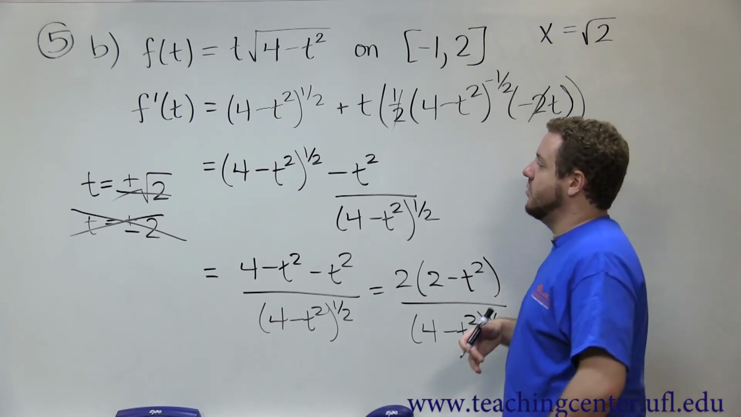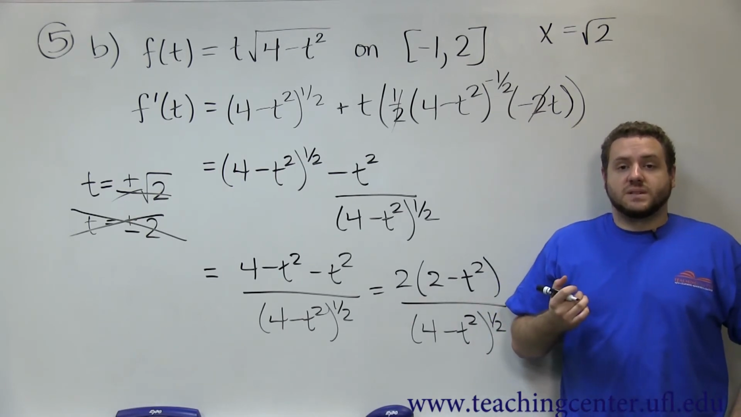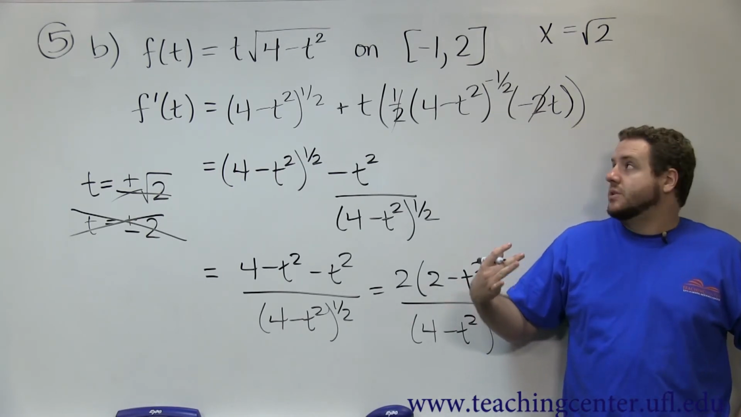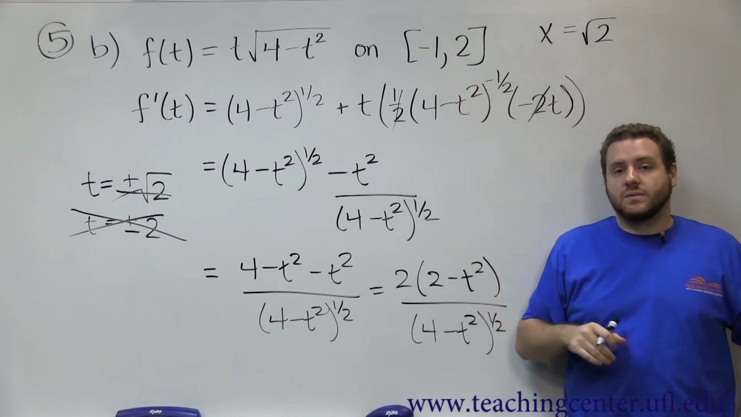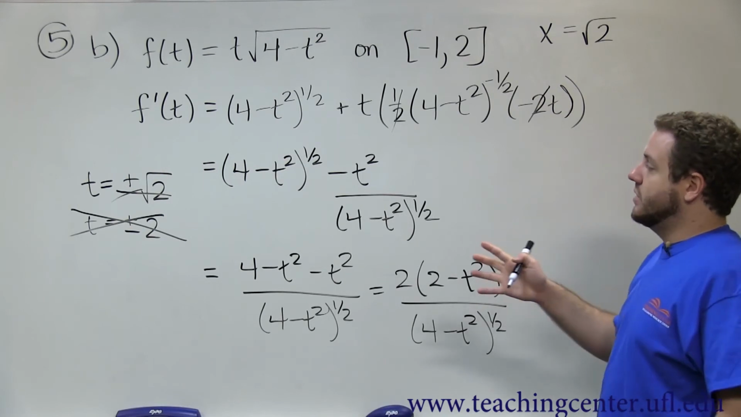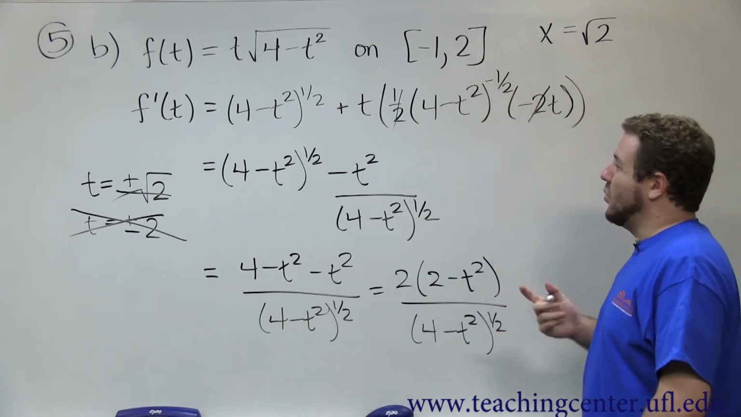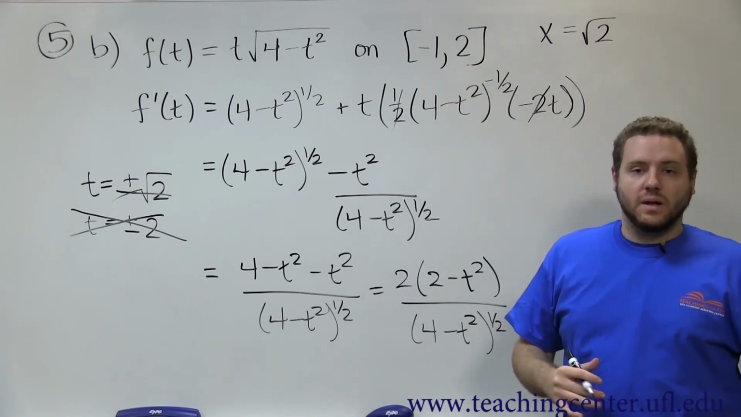So this is a good example of why you need to check all your numbers when you're doing absolute max and min problems, because it's possible that a lot of the critical numbers that you get are not in the interval that you were given, and in that case you don't care about them. So again, we got 4 critical numbers, but we're only even using one of them to do this. And one of them is one of the endpoints anyway.